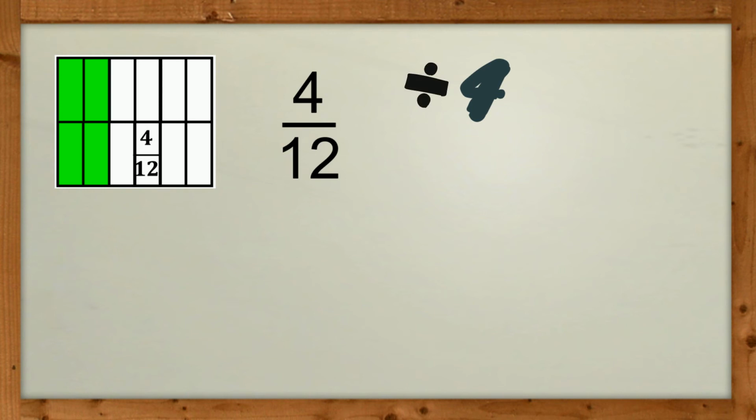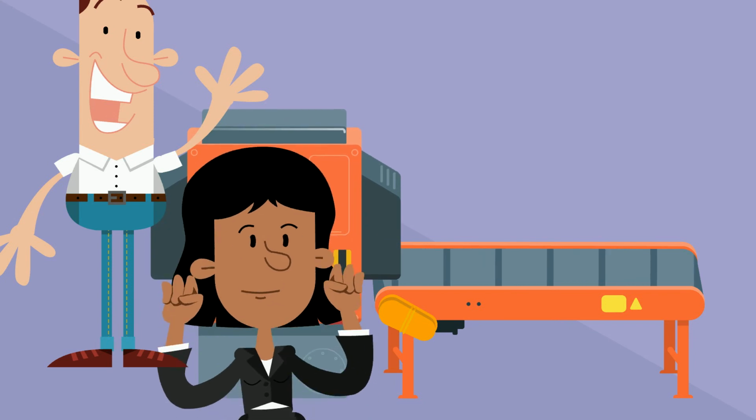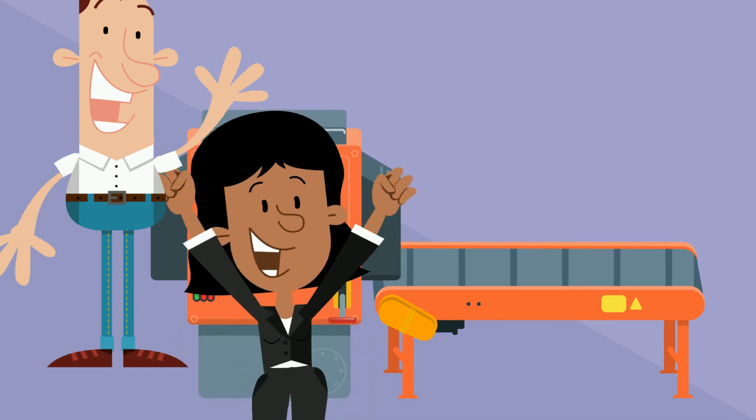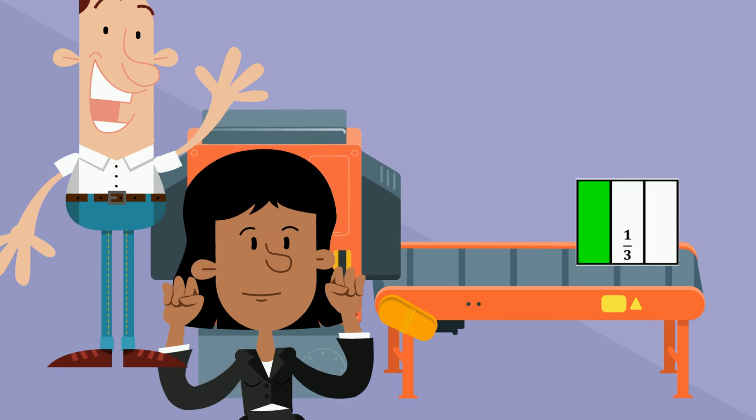Numerator first. 4 divided by 4 is what number? Now the denominator. 12 divided by 4 is what? And what do you have? When Fred put 4/12 in the simplifying machine, out popped 1/3. Did you get it?